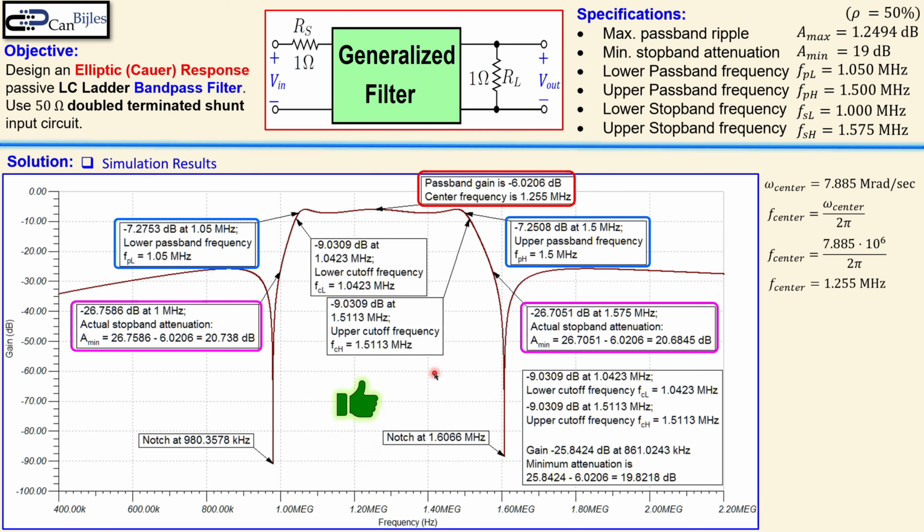All right, this is our example number 4, discussing the bandpass filter design using the LC ladder filter configuration for our elliptic response specifically.